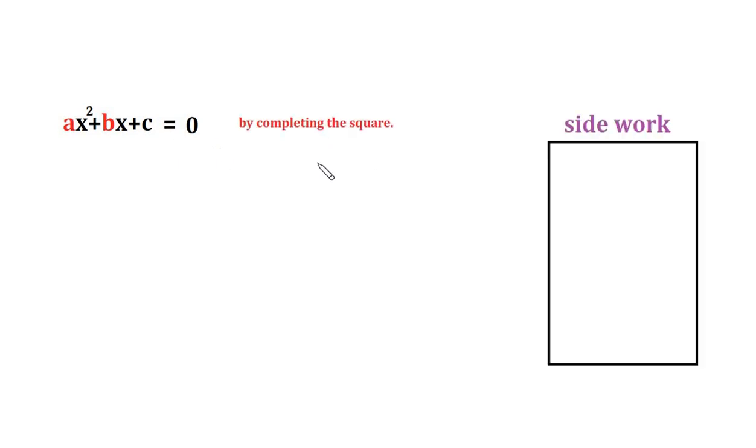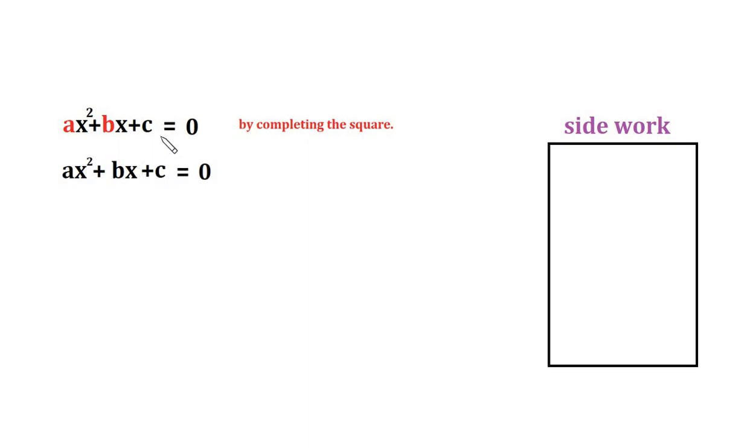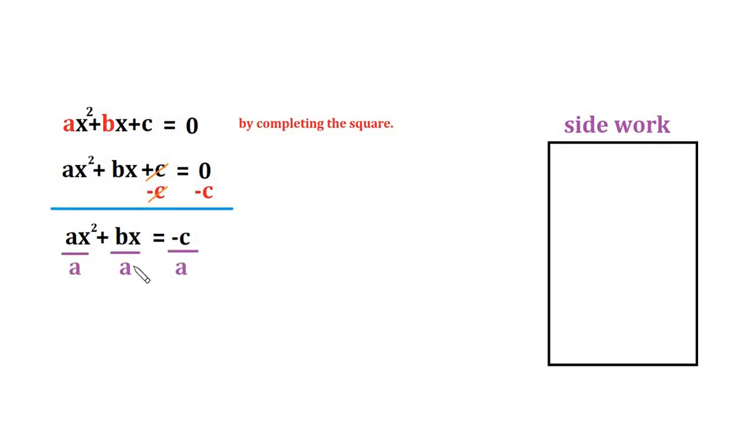We're going to complete the square, so we need the constant on the right hand side. So let's subtract c on both sides. So we obtain ax squared plus bx equals negative c. Now we need to divide everything by a because we need the coefficient of x squared to be 1. Now we obtain x squared plus bx over a equals negative c over a.